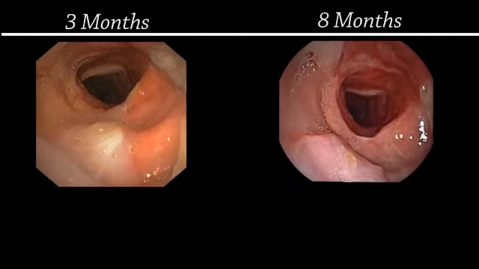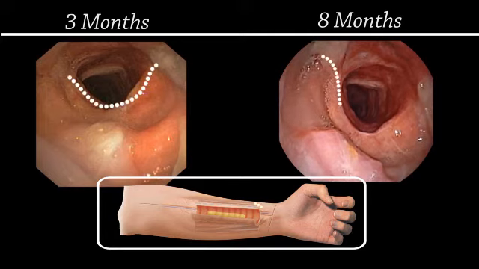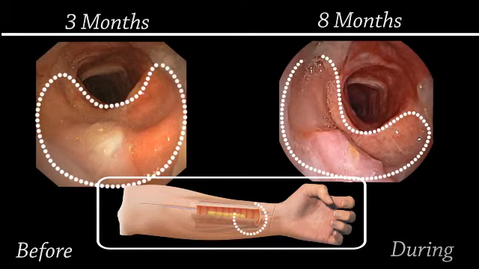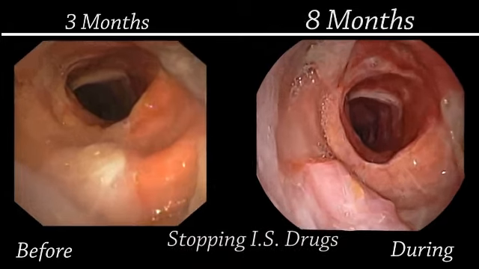After orthotopic transplantation, the distal site of the transplant was followed at regular times before, during, and after ceasing immunosuppressive therapy. The endoscopic image 3 months after orthotopic transplantation is compared with that after 8 months.